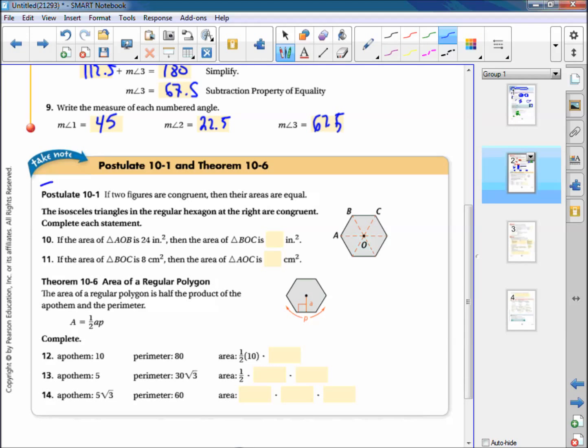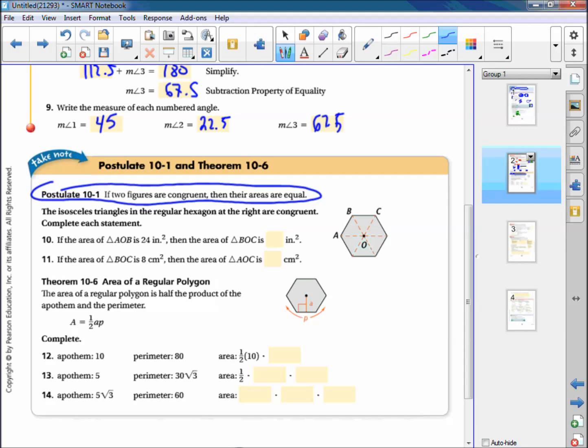So postulate 10-1 says, if 2 figures are congruent, then their areas are equal. Okay, so this is a postulate because we can't really prove that. We just know that's true. If they're the same shape, then they have the same area. Okay. All right, so the isosceles triangles in a regular hexagon on the right are congruent. Okay, we're going to have all of them be the same. All right, so complete each statement.